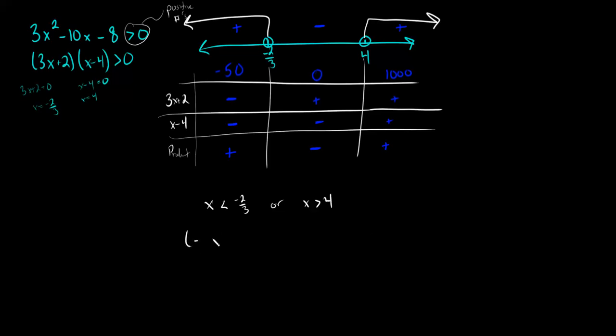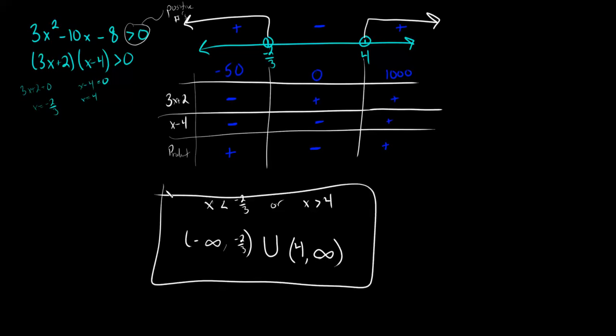In interval notation, that would be from negative infinity, because we're going from negative infinity up to negative 2/3, and we can't be negative 2/3 because it's not "or equal to," so that gets a parenthesis. Or, so union, we start back up again at 4. We can't be 4 because it's not "or equal to," so it gets a parenthesis, comma, and it goes all the way to infinity. So that would be our final answer.